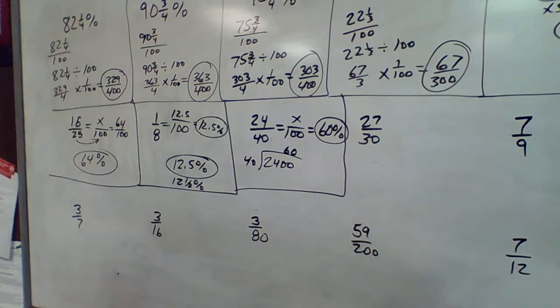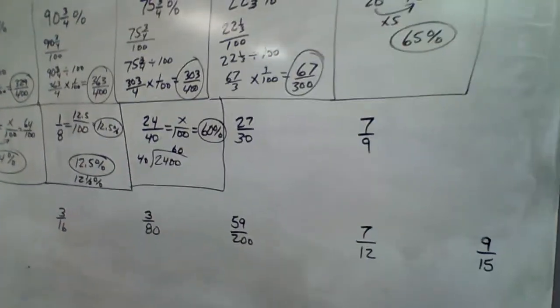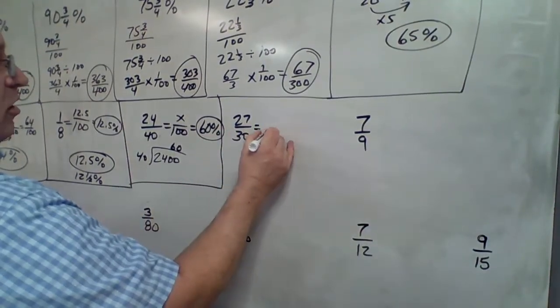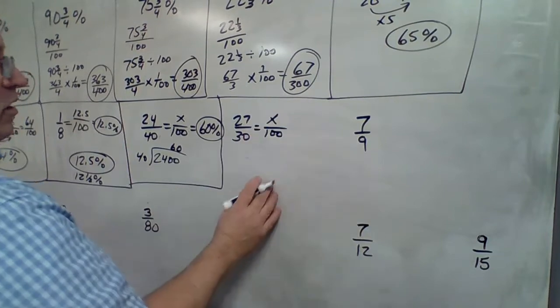21/40 is the same thing as 60%, because x in this problem equals 60. Let's go on to the next one. We need to change it into a fraction that has 100 as its denominator.